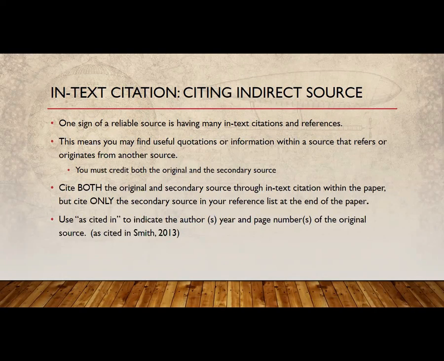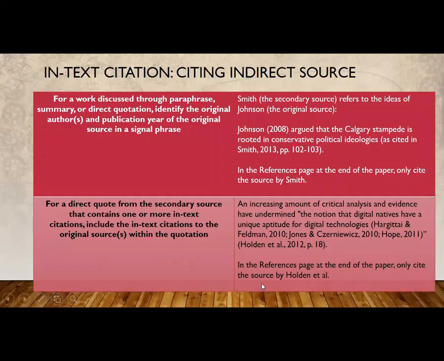So you would set this off as "as cited in," and indicate the author, year, and page number of the original source. So as cited in Smith, 2013, you continue the information and then you would cite the secondary source, if that makes any sense. Here's a little example. I tried hard. So Smith, which is a secondary source, refers to the ideas of Johnson, the original source. So that's what I mean by secondary and original.